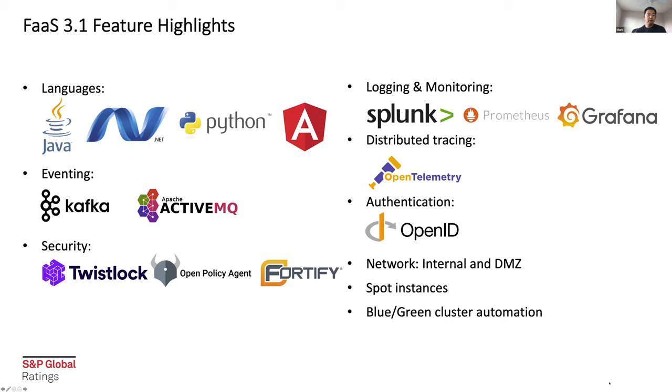All right, so some highlights on the features. We currently support these languages for our developers: Java, .NET, Python, and Angular. And for eventing, we support Kafka as well as ActiveMQ. And for security, we have TwistLock, Open Policy Agent, and Fortify for our static code analysis. And then on the observability side, we have logging. One of the things for developer productivity is that they don't have to worry about logging into anything. There are obviously no machines. They don't have to care about where the container runs. They have full visibility with logging and monitoring. And we added distributed tracing as well with OpenTelemetry. And like I said, we're using spot instances. One thing I want to highlight, maybe in a later slide, is that we do blue-green cluster automation. So we'll go to the next slide and talk about that.